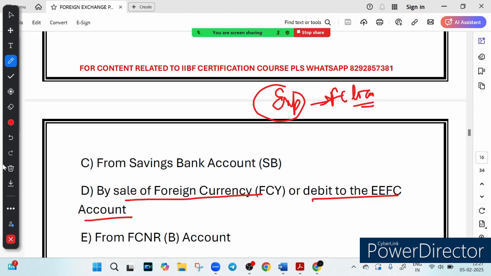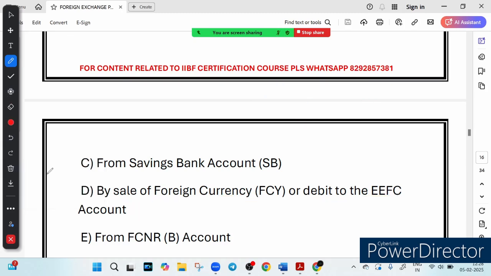And option E says FCNRB account. This is also incorrect, because although it is a type of foreign currency account, it is typically used by NRIs to hold their foreign currency deposit, right? So that is the point. You may have an FCNRB account if you are an NRI, but that is not the account used for collecting interest on pre-shipment credit.